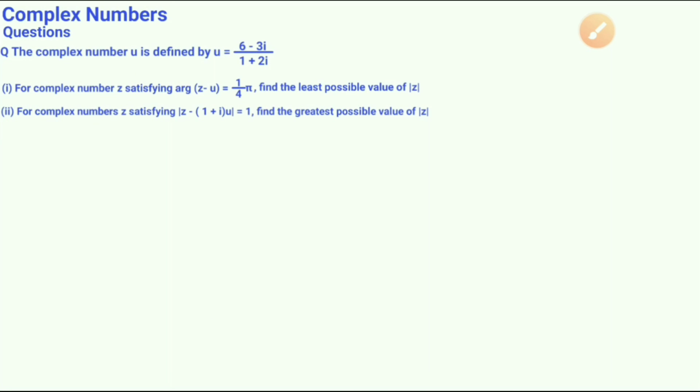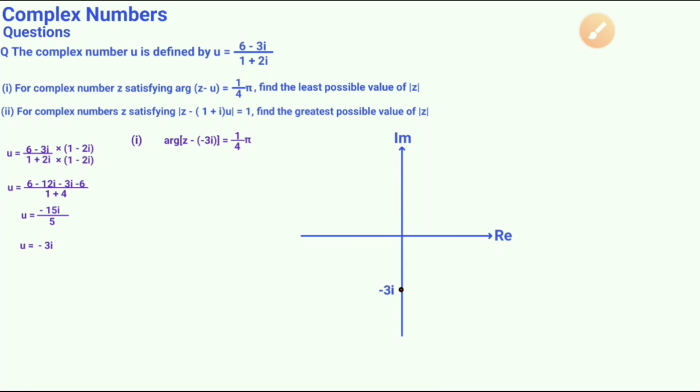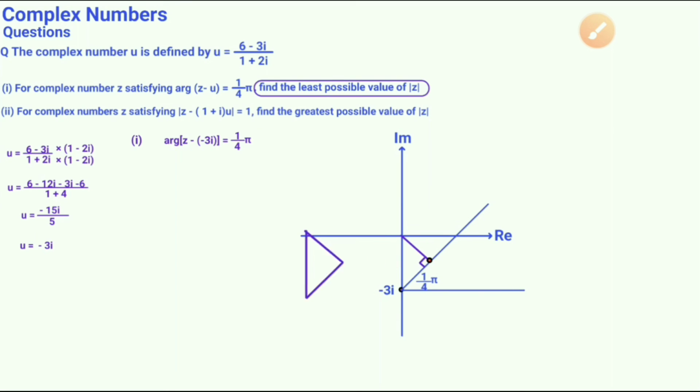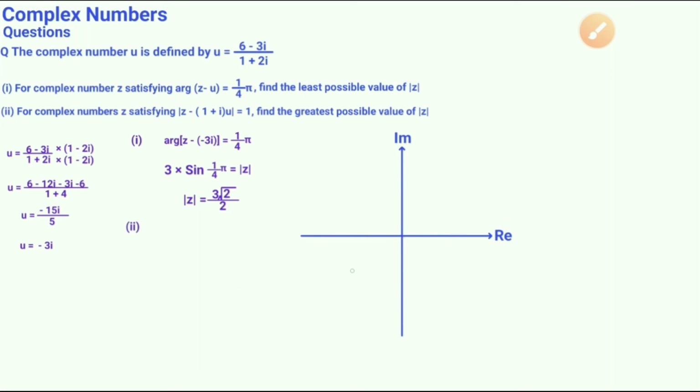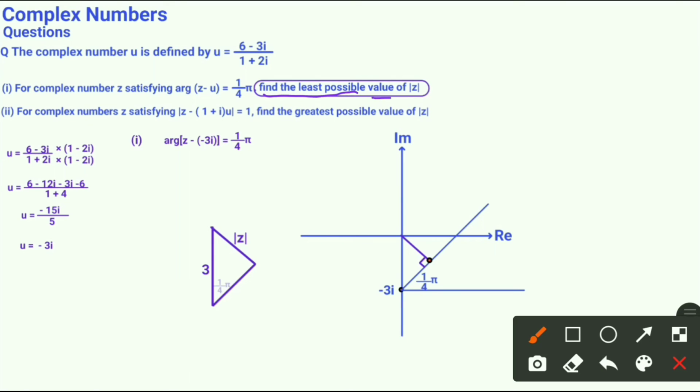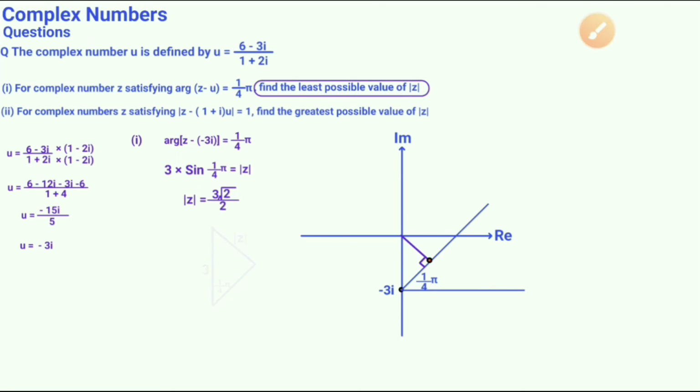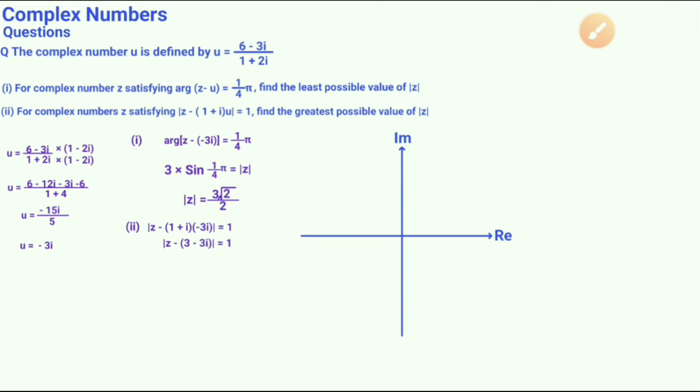Another question, the complex number u is defined by u is equal to 6 minus 3 iota upon 1 plus 2 iota. For complex z satisfying this, find the least possible value of the modulus of z. We simplify this and put this in this. We know that this is to find the least possible value of the z modulus, and this is 1 upon 4 pi. So doing all this calculation, we can find the z modulus, and we have found this value.